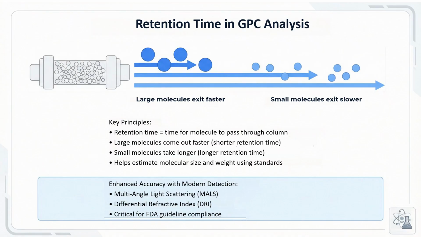Retention time is the time a molecule takes to pass through the GPC column. Large molecules elute earlier. Small molecules elute later. Modern GPC systems use advanced detectors like MALS and refractive index, improving accuracy and supporting regulatory expectations. Retention time trends also help identify issues like aggregation or degradation.